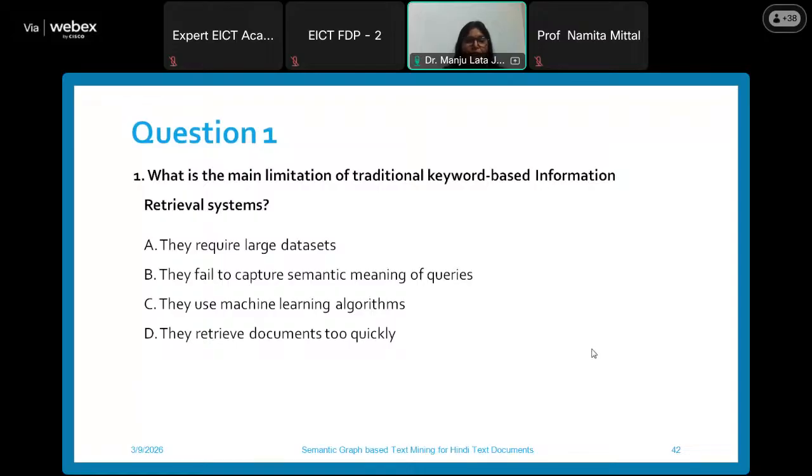Very first question: what is the main limitation of traditional keyword-based information retrieval systems? I'm again repeating the question. It means the lexicographical based information retrieval system. The options are: they require large data sets, they fail to capture semantic meaning, they use machine learning algorithms, they retrieve documents too quickly. Anyone can respond to this question.